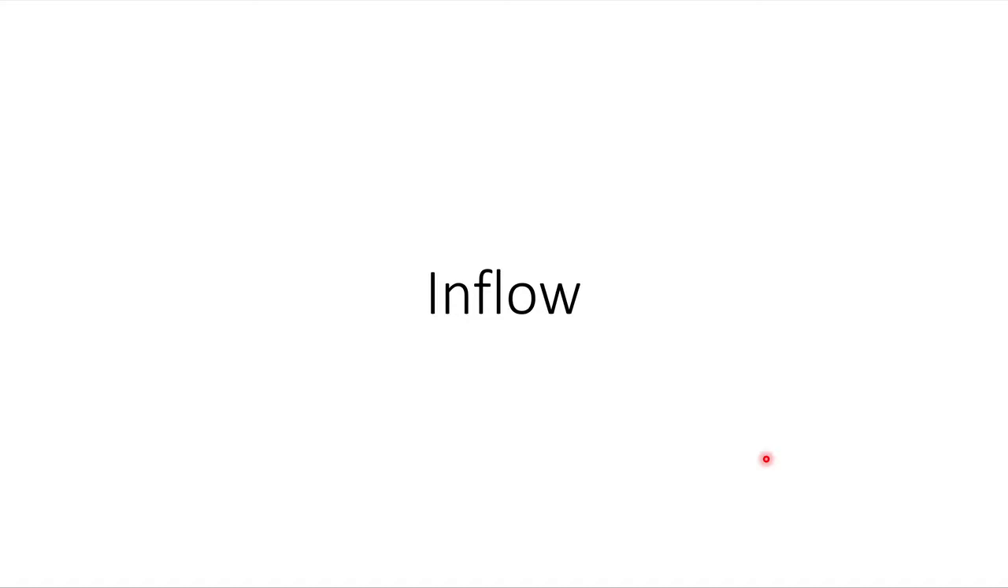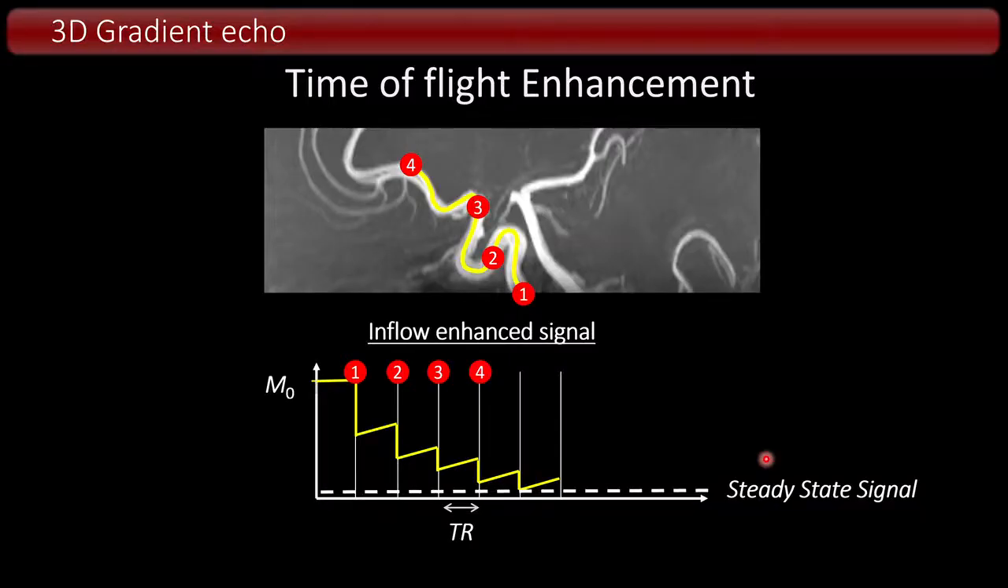What if I can't give contrast? Well, one option is to use inflow. Inflow is well described in many techniques, such as time of flight, where we have fresh blood coming into the volume, here divided by 1, 2, and 3. Every time you see an excitation, it sees fewer excitations than it would if it had been in the volume the entire time. And hence the signal is much higher than it would be otherwise, providing contrast between the background.